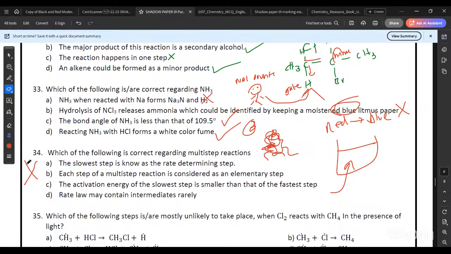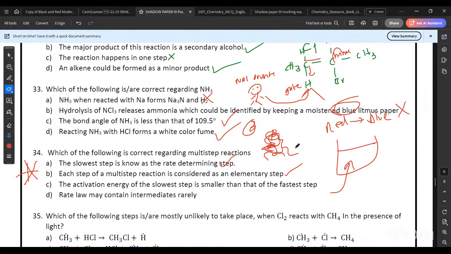34th one, important. Kinetics. Which of the following statements is correct regarding multi-step reactions? The slowest step is the rate determining step. Everyone knows that. It's the RDS. Each step of a multi-step reaction is considered as an elementary step. I said this in the class. In multi-step reactions, each step should be taken as elementary. I told you this, right?